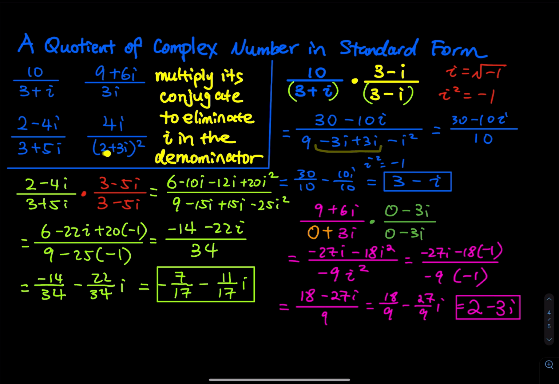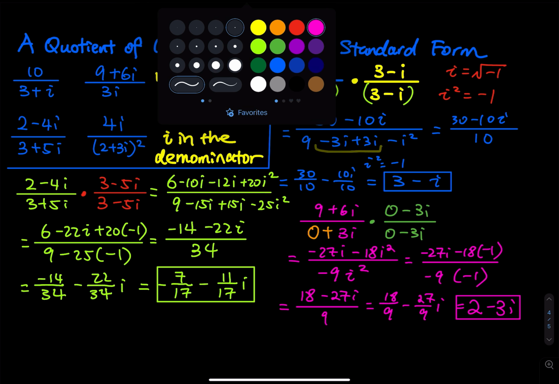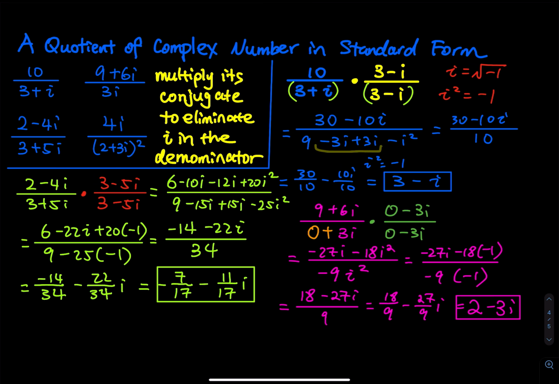The last one, the 2 plus 3i is in square. Can we just multiply? Can the conjugate just be 2 minus 3i square? The answer is no. In the third case, you will have to fully expand the denominator. So let's do that in a different color. How about we pick a purple? So 4i divided by 2 plus 3i squared.